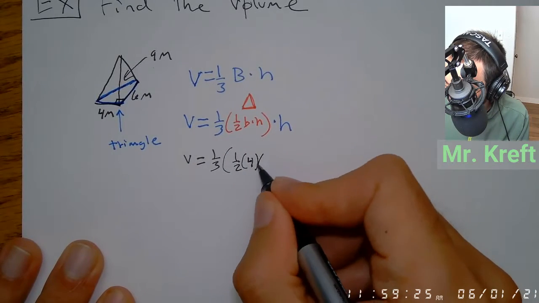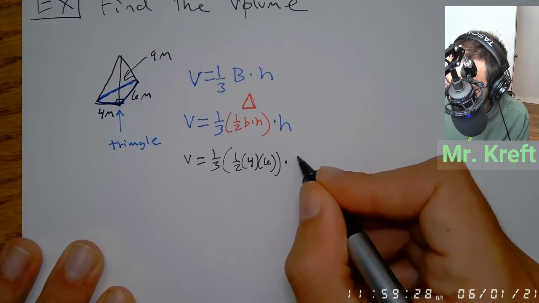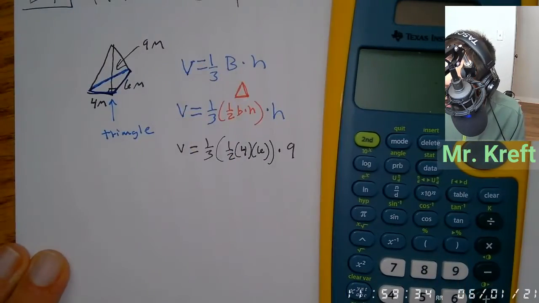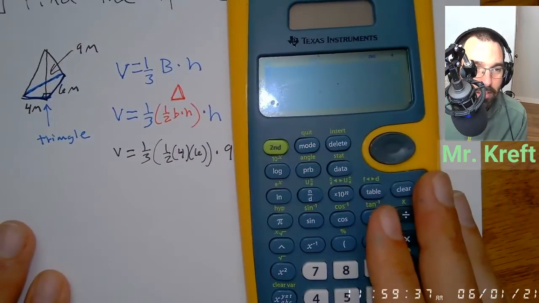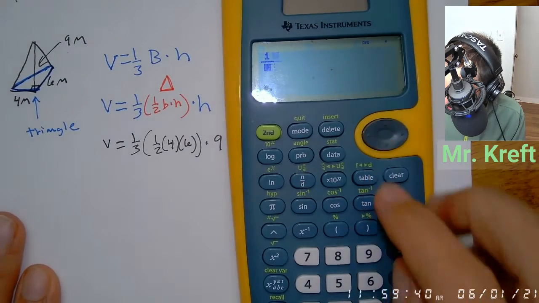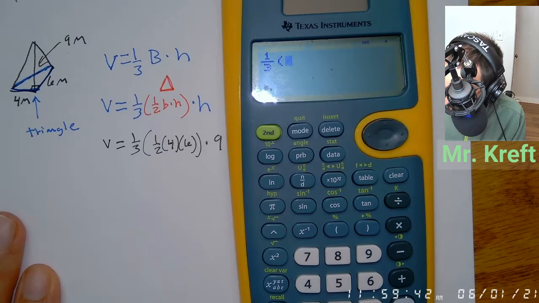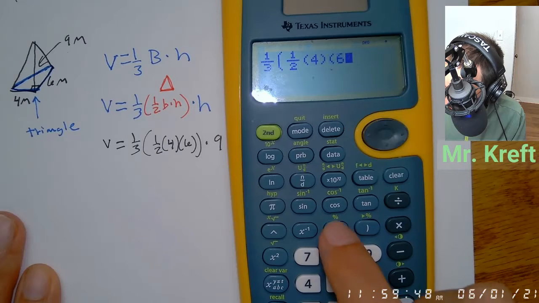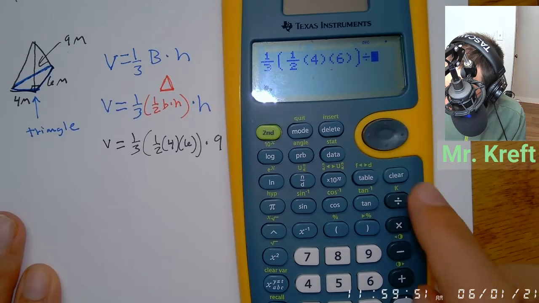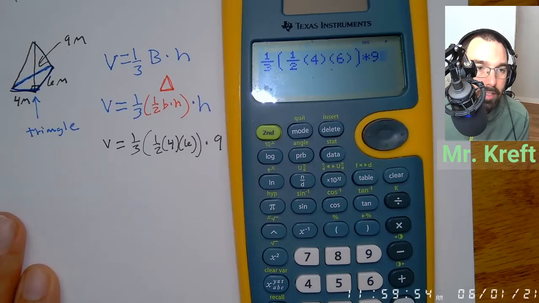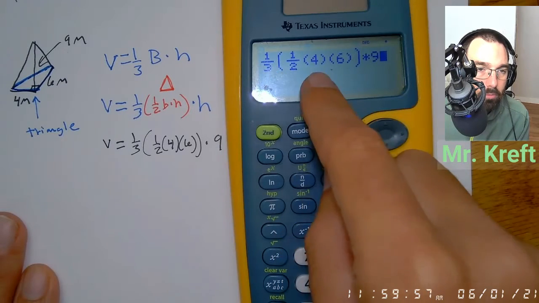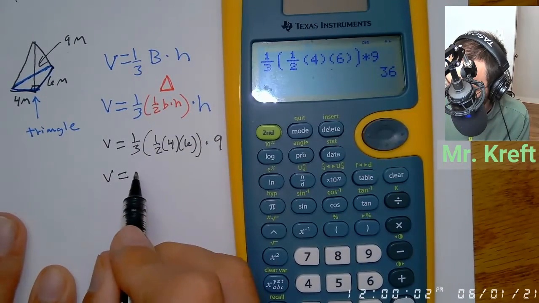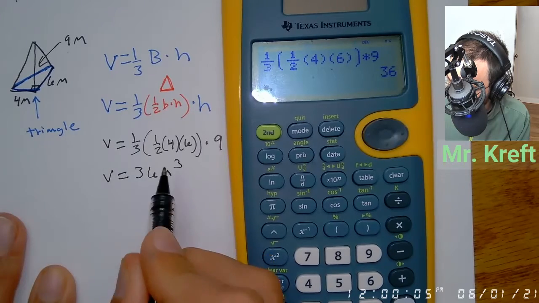Okay, so I'm going to go 4 times 6, and then the height of the pyramid is 9. And then we have a fancy dancy calculator, so I'm going to go ahead and type those all in. So I have 1/3 times 1/2 times 4 times 6 times, oops, not divided, times 9. Okay, so 1/3 times 1/2 times 4 times 6 times 9. And I get my volume equals 36 meters cubed.